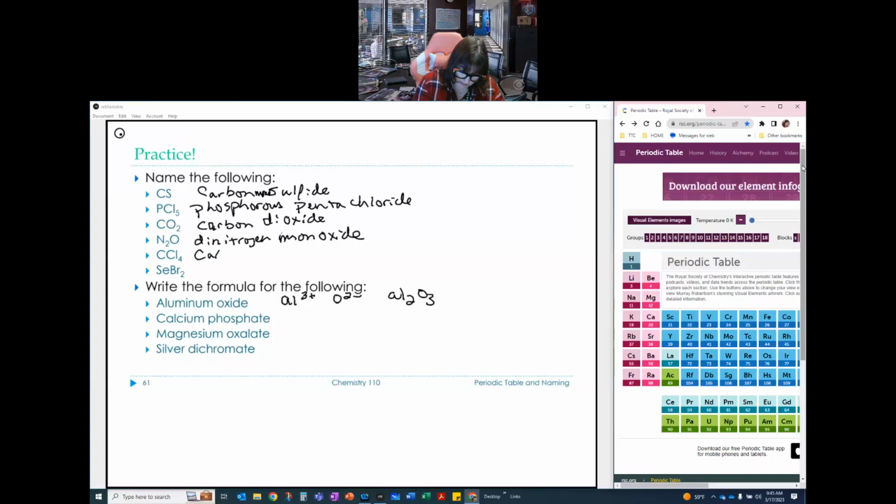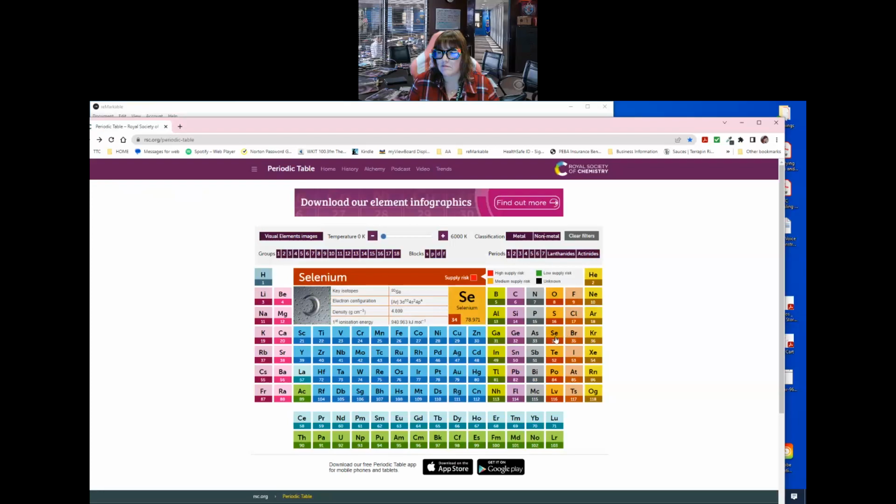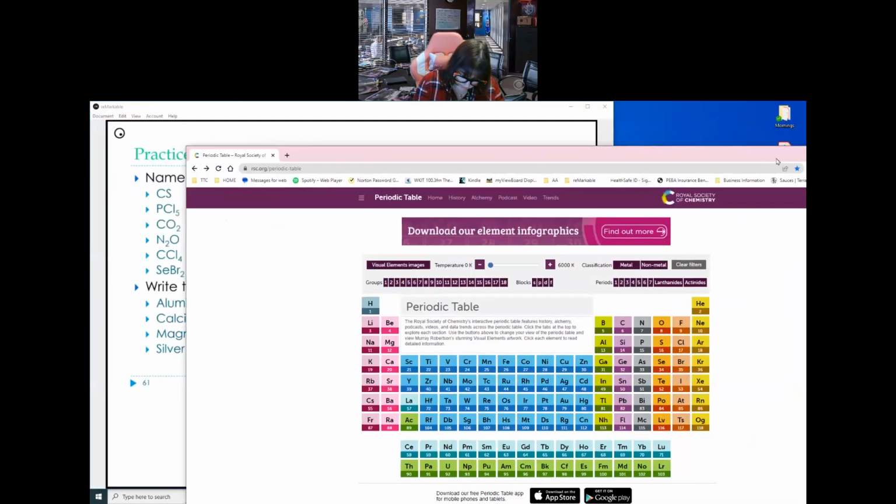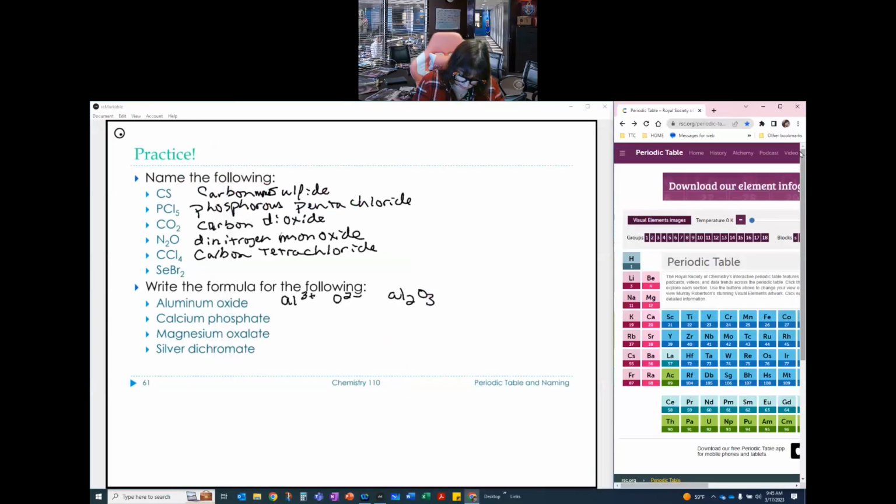CCl4, first one is carbon. I have 4, so that's a tetrachloride. And SeBr2. Se, I believe, is selenium. Yep, selenium. It's a bromine. Okay. And it's a dibromide because I have 2 of them.